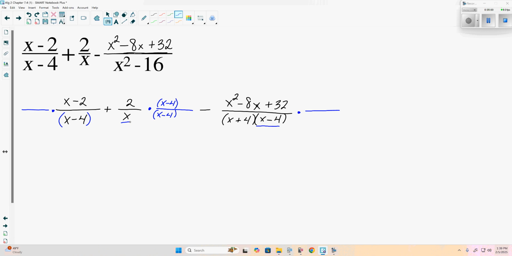The middle one has an x, which means all of them are going to need an x. And besides the middle term, it's the only one that has an x, so the outer two have to have x. Are there any other factors we haven't covered? Oh, the x plus 4.